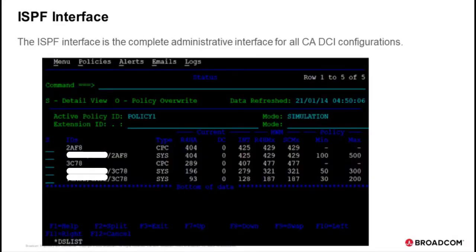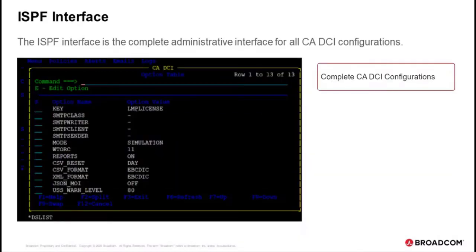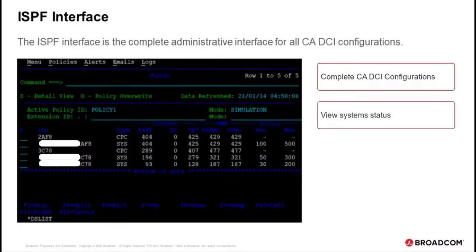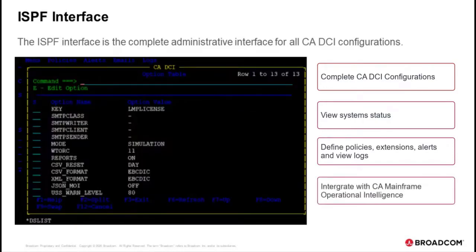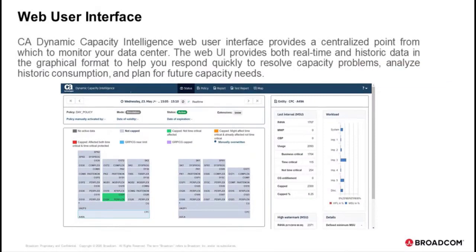ISPF interface. The ISPF interface is a complete administrative interface for all DCI configurations. With the ISPF interface, you can complete CA DCI configurations and administration of the CA DCI process, view your mainframe data center system status that is managed by CA DCI, define policies, policy extensions, alerts, and logs that you can refer to for CA DCI activities, and integrate with CA Mainframe Operational Intelligence.